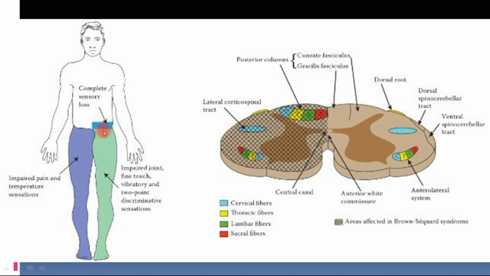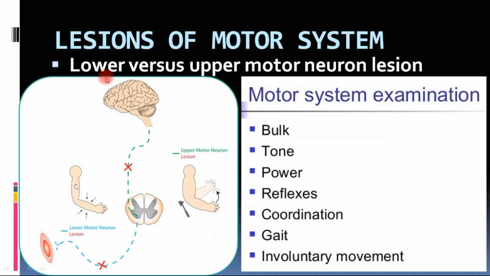In brief, the sensation which is carried by the dorsal column will be affected on the same side, and the sensation which is carried by the anterolateral pathway will be affected on the other side, or the opposite side, below the level of hemisection. Okay, so this is the sensory manifestation of hemisection at any level. Below the level it is going to happen. At the same level, all the sensation is going to be lost on the same side, and above, all the sensation will be normal. So this is the sensory manifestation.